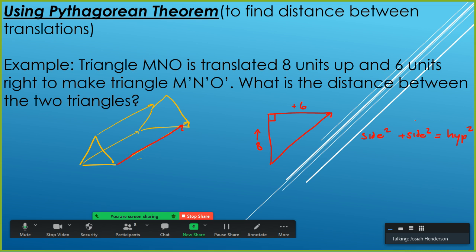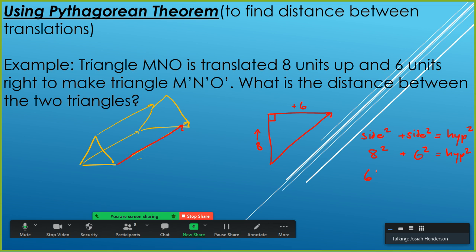The hypotenuse is the longest side. The two sides squared are the two sides that make the 90-degree angle, the right angle. So if I plug in 8 squared plus 6 squared equals hypotenuse squared, we can solve backwards to find the distance between the old and the new translations.